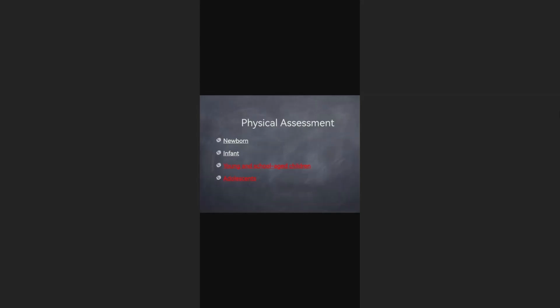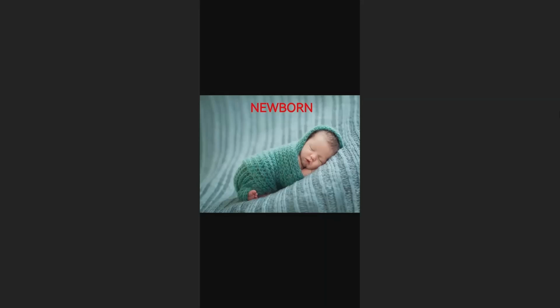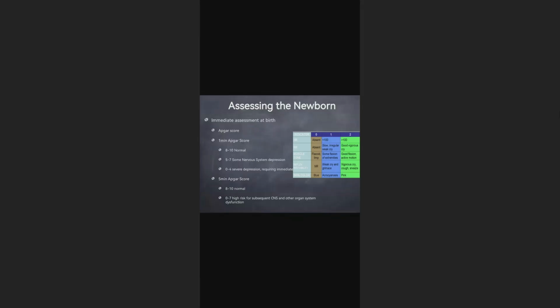So we have different physical assessments for newborns, infants, young and school-age children, and also the same with that of adolescents. For the newborn, we have the immediate assessment at birth. So we do Apgar scoring right at birth.